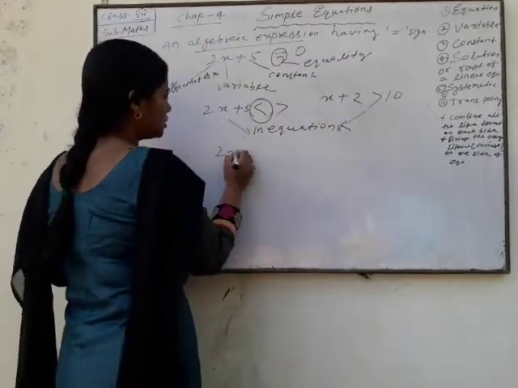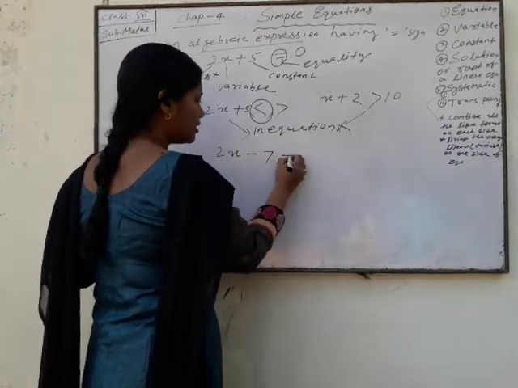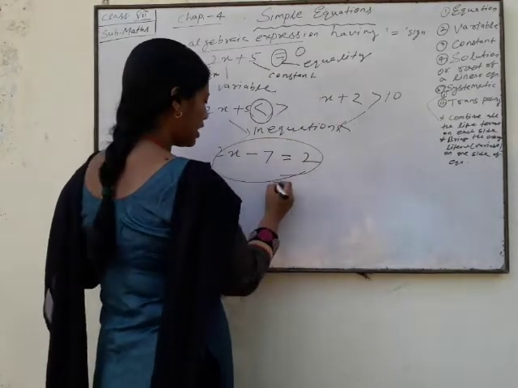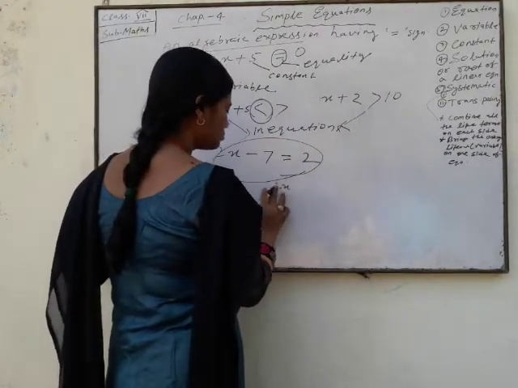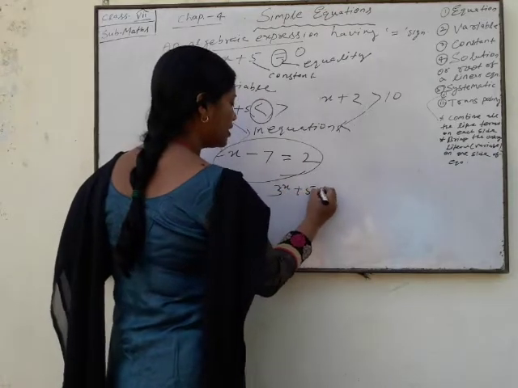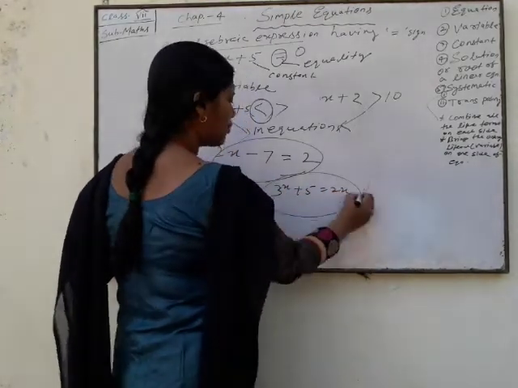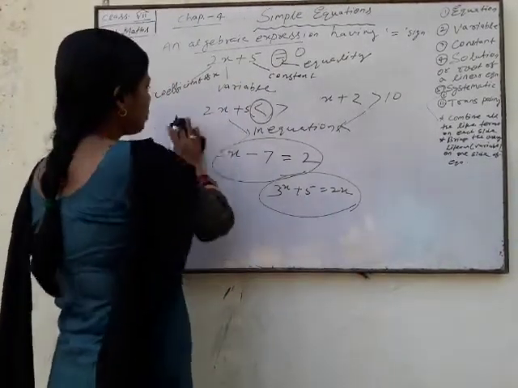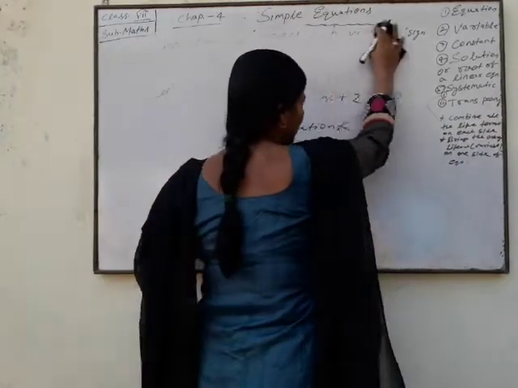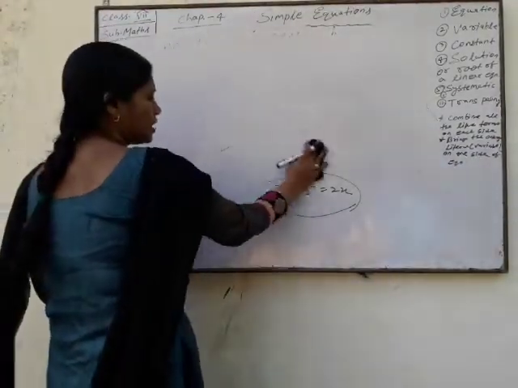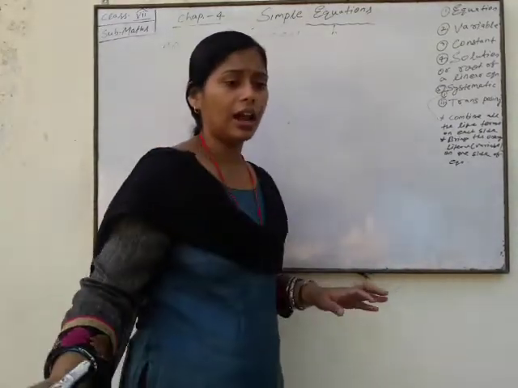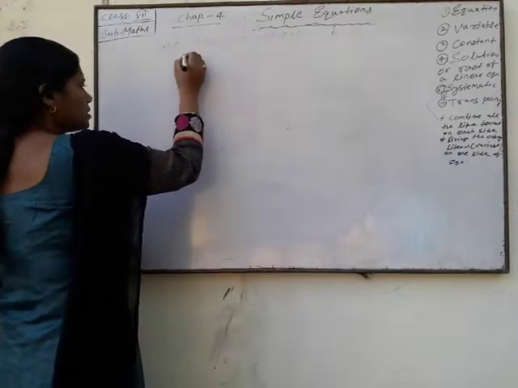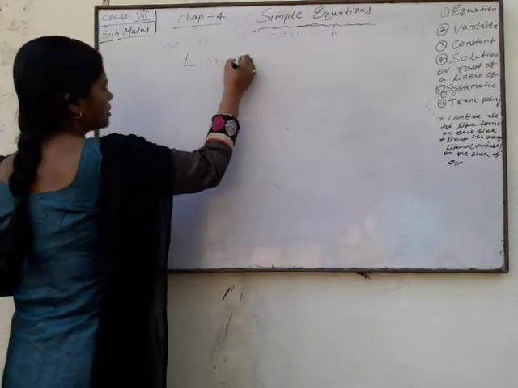Suppose 2x - 7 = 2. This is also an equation. Or 3x + 5 = 2x. This is also an equation. So at least one of the two expressions must contain a variable. Now we will discuss simple equations. Simple equation means linear equation.